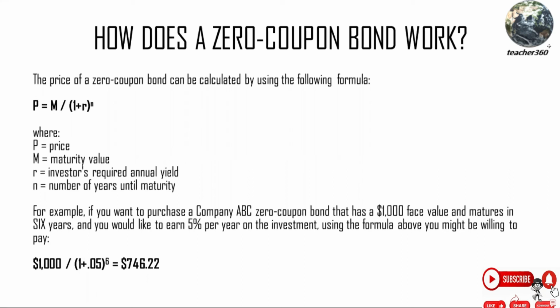you might be willing to pay 746.22. So using the formula, your M maturity value or face value is $1,000, and your R required return is 5%. So (1 plus 0.05) to the power of your maturity period 6. So your zero coupon bond price is 746.22. So this way we can find out the zero coupon bond price.